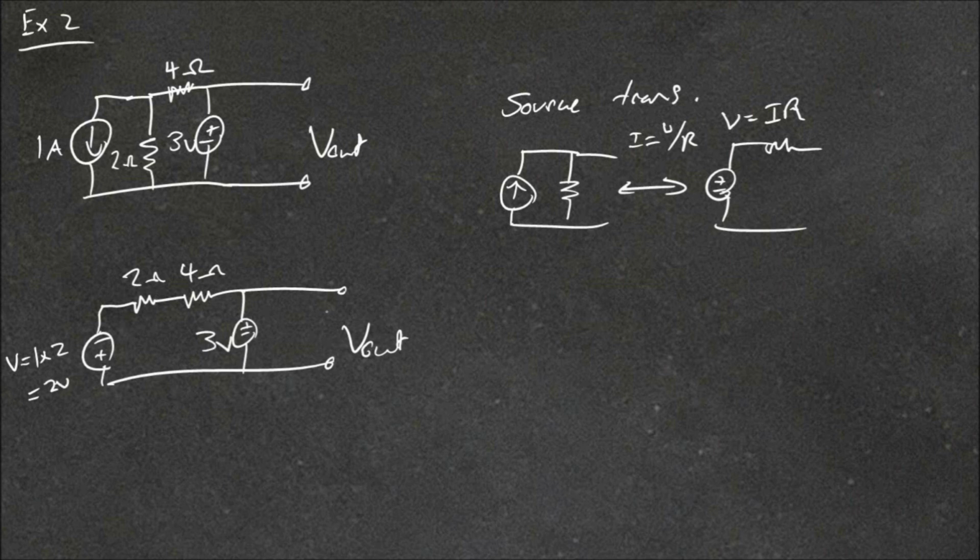Now because this is essentially an open circuit here, all the current will be going down here, along here, and all of it will go up here in this sort of loop. These two voltage sources will add, so you'll have 2 volts plus 3 volts equals 5 volts.